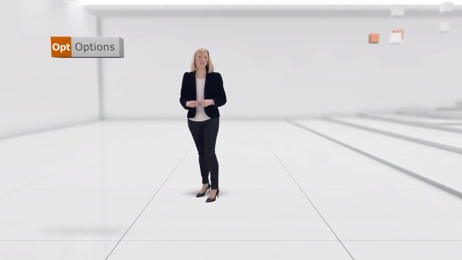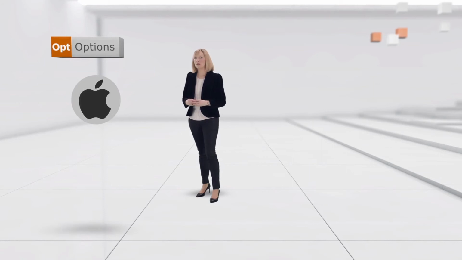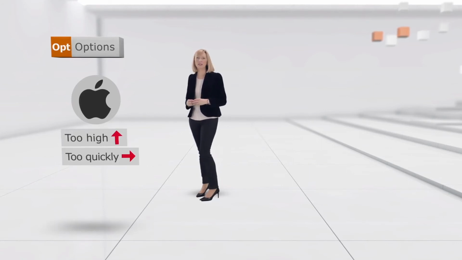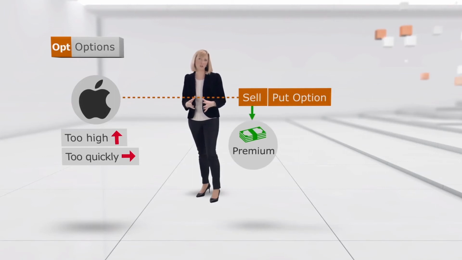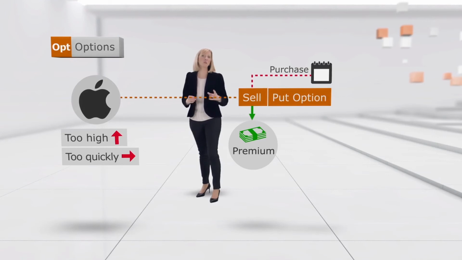Let's walk through another trading example. Suppose that you also have a bullish market outlook on Apple shares, but you believe that the stock has moved too high too quickly. You decide to sell put options on Apple shares. This means that you will collect a premium from selling the option and assume an obligation to purchase the shares from someone else at a later date.